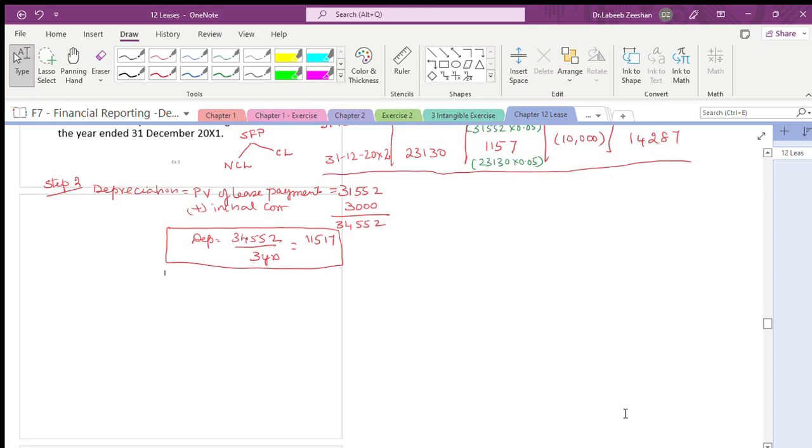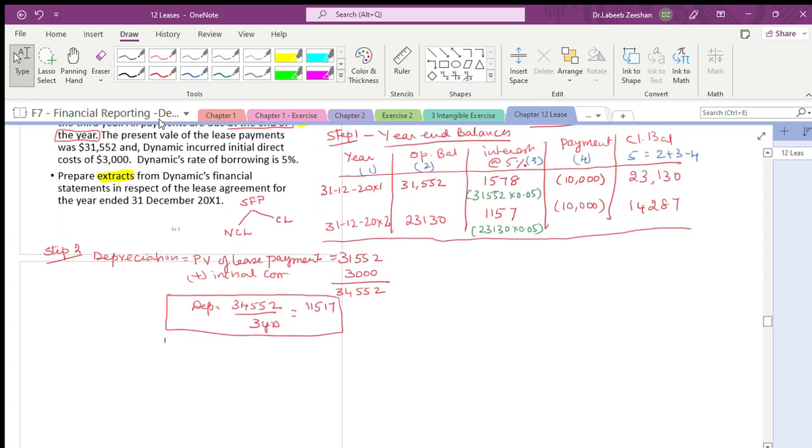Is it 11,517? Good. We have done with respect to depreciation. We have done with respect to interest also. How much is the interest we are going to pay? 1578. Is it right? This amount we will take. 11,517 and we will take 1578. We will take this one also. Fine. Next.